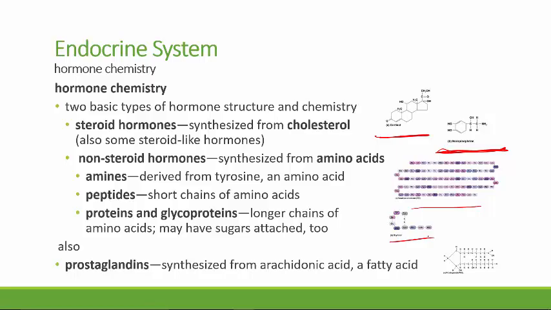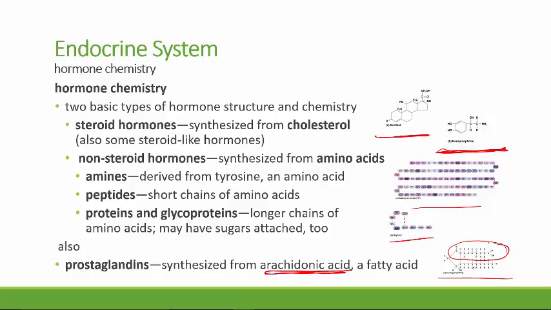And then last of all are some non-hormone chemicals that have a controlling function called prostaglandins. These prostaglandins have very localized effects because they're so quickly neutralized, and they're synthesized from the fatty acid arachidonic acid. So here's a prostaglandin that is built from arachidonic acid. So there's the arachidonic acid base there. Okay, so steroid and non-steroid hormones are the major groupings of hormones.